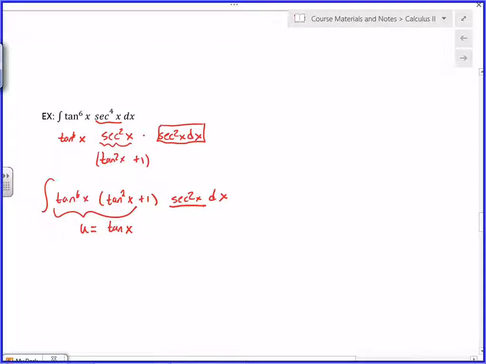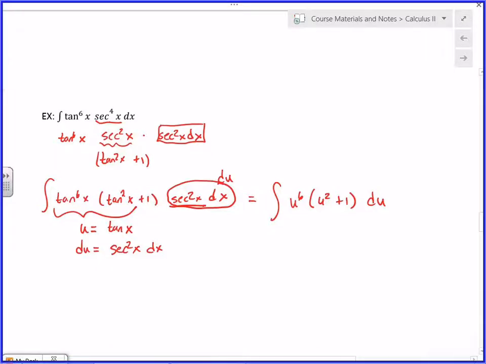If u is tangent of x, what's du? Secant squared x dx. There's my du. And everything over here now, I can replace all the tangents with u. So I get integral of u to the 6th, u squared plus 1 du. I can eliminate all of my trig functions in that case.